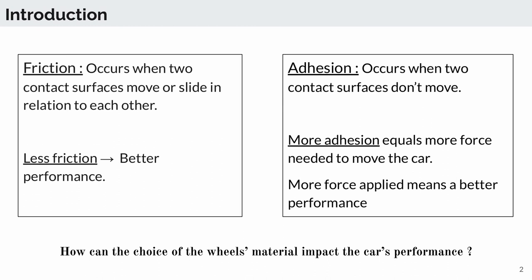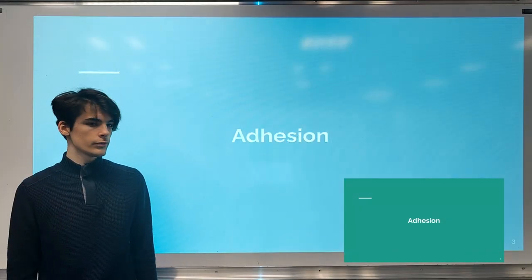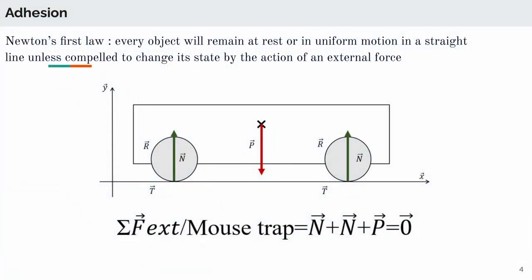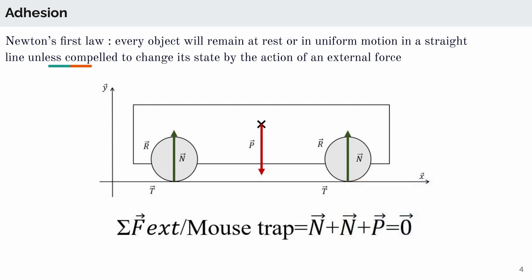Our goal is to determine how the choice of the wheel's material can impact the car's performance. We'll start by explaining the adhesion. At the start, the car is in a state of balance and its speed is null. As stated by the first law of Newton, every object will remain at rest or in uniform motion in a straight line unless compelled to change its state by the action of an external force.